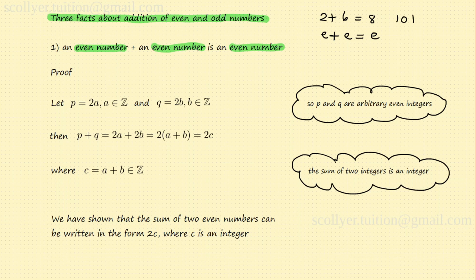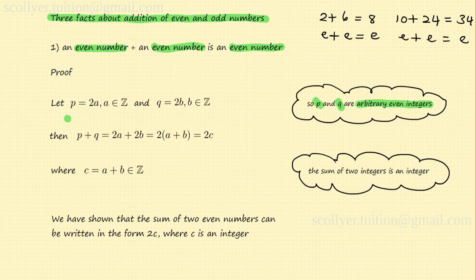Or 10 plus 24 equals 34. Even plus even equals even. We, of course, want to show that this holds for all even numbers, not just the specific numbers that we have used in those 2 examples. So what we do is to define 2 arbitrary even integers, which we will call p and q.